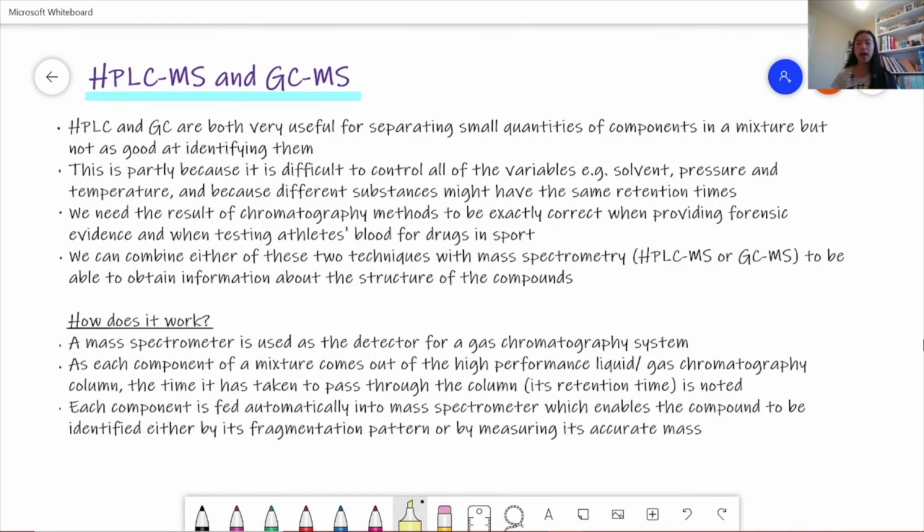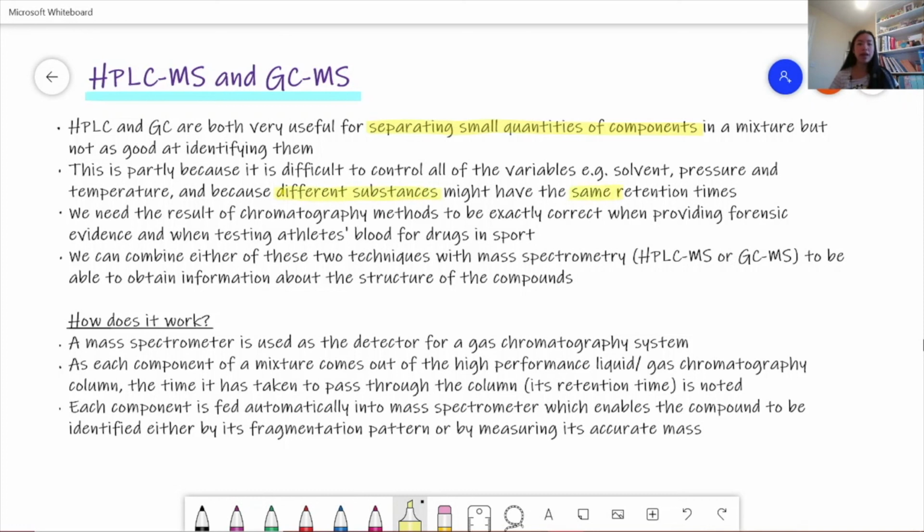So now we need to look at HPLC-MS and also GC-MS. First we need to know that HPLC and GC, so high performance liquid chromatography and gas chromatography, are both very useful for separating small quantities of components in a mixture. But they're not as good at identifying them. And this is partly because it's very difficult to control all the variables, for example what solvent we use, the pressure and the temperature, and also because different substances might have the same retention times.